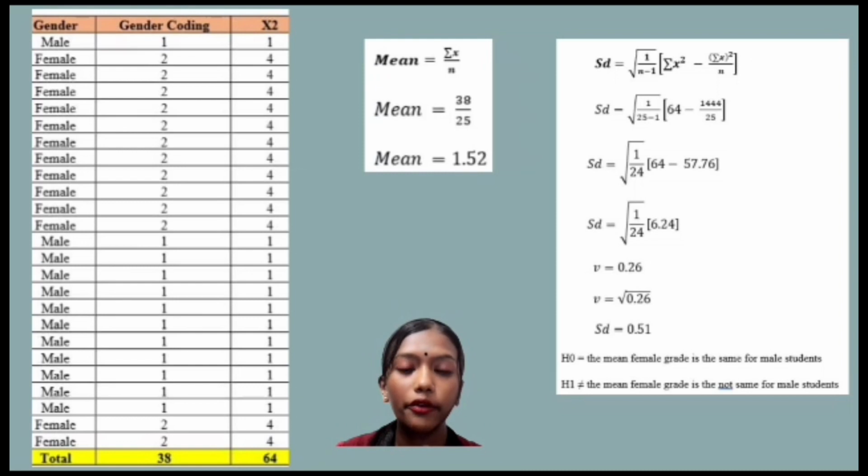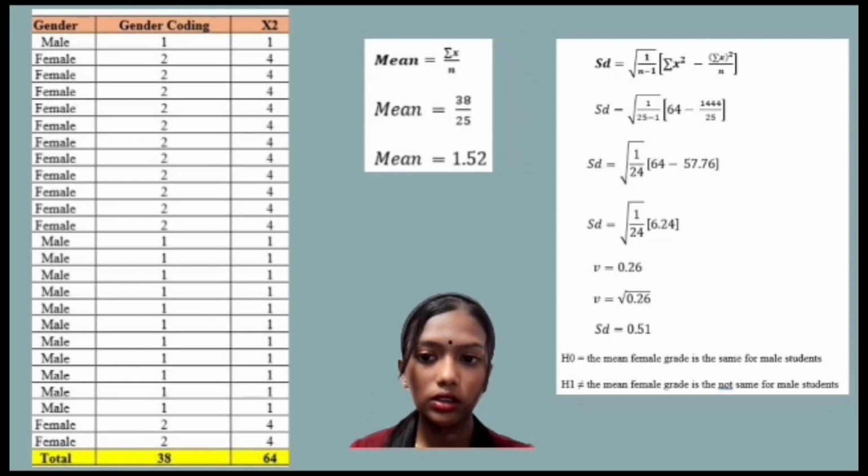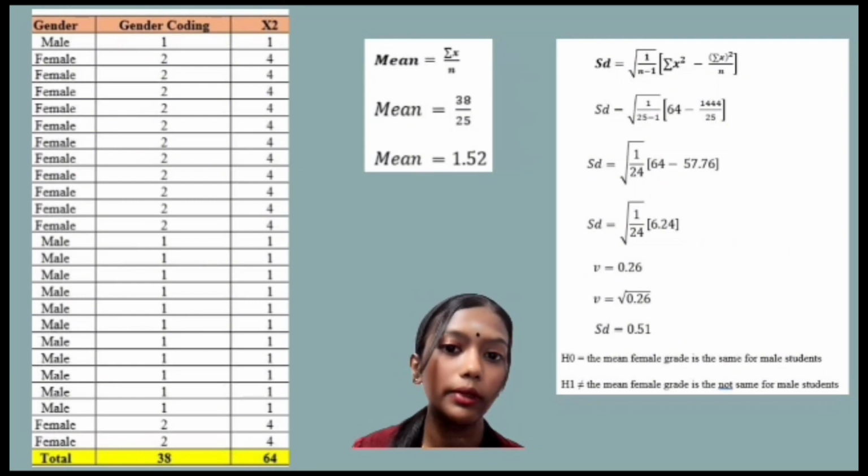Next step is we need to know the standard deviation. Standard deviation equals square root of 1 divided by n minus 1, square bracket sum x squared minus bracket sum x squared divided by n. The hypotheses: H0, the mean female grade is the same as the male students. H1, the mean female grade is not equal to the male students.